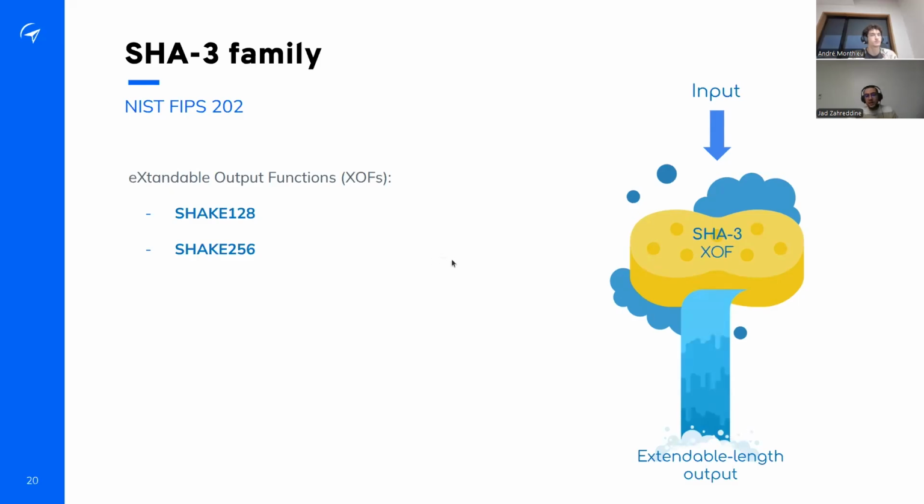More interestingly, the NIST also standardized a new type of function, which are called extendable output functions, or XOFs. So we've got roughly the same illustration as before. We also have the sponge that can absorb as much water as it desires. However, the difference is that we have an extendable length output. So the waterfall illustrates the fact that we can have an output of any desired length. And there are 2 of these functions that have been standardized, Shake 128 and Shake 256, respectively for 128-bit security and 256-bit security.